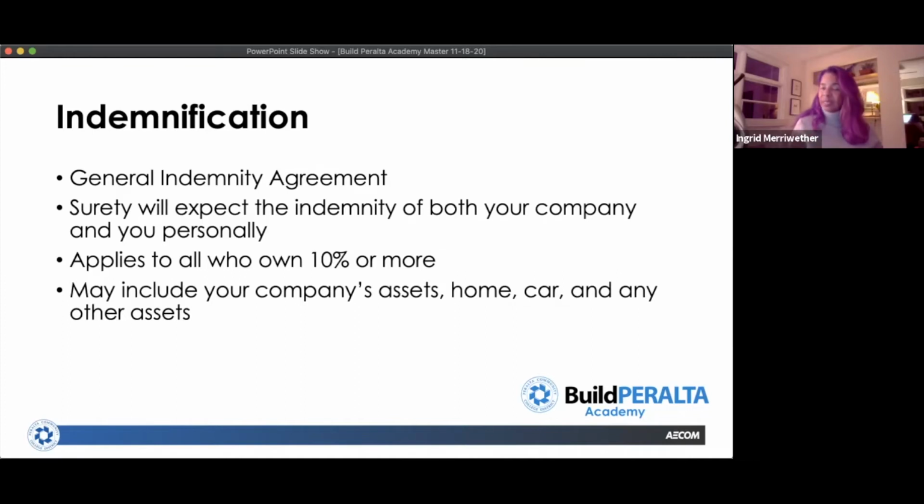So basically, everyone who has a significant role or ownership in the business, as well as spouses, has to sign the indemnity agreement, because it is the assets of all of those parties that could be subject to liquidation in the event there's a default on the bond. And this is both the business assets as well as your personal assets. Next slide.